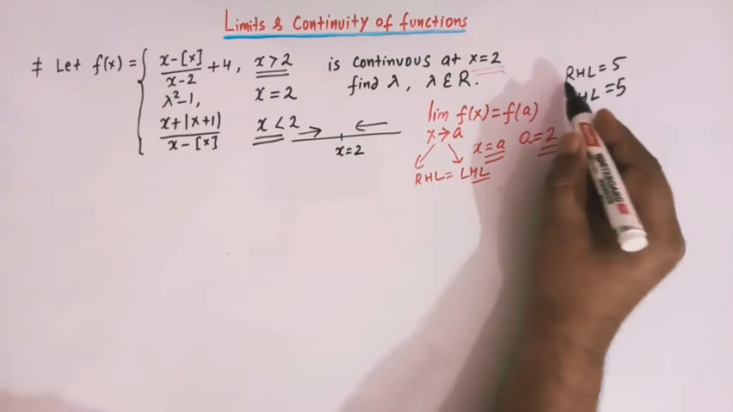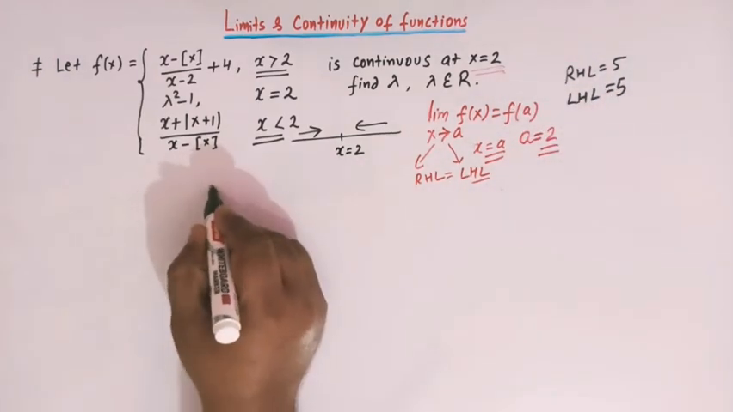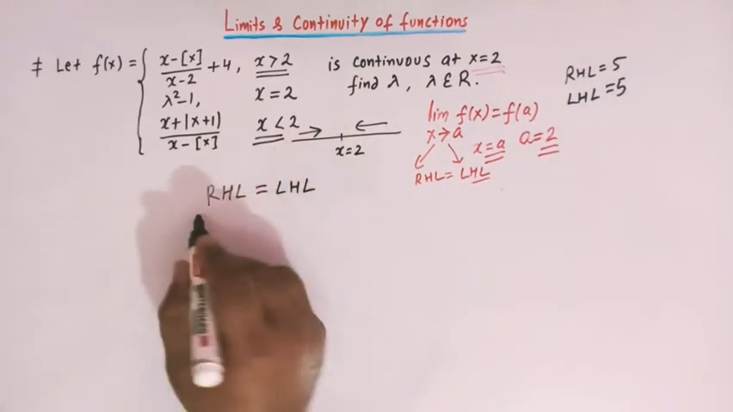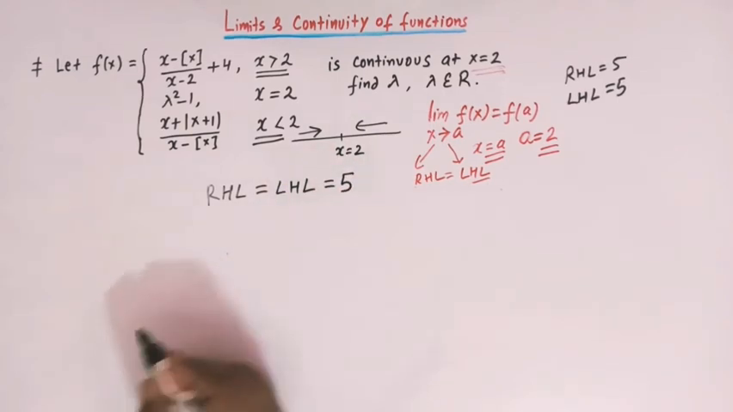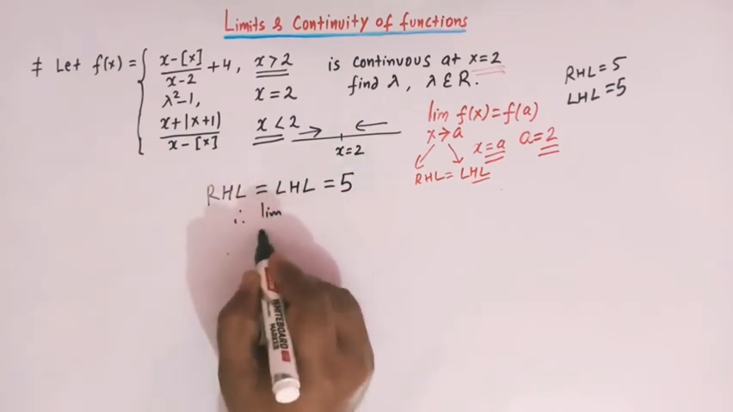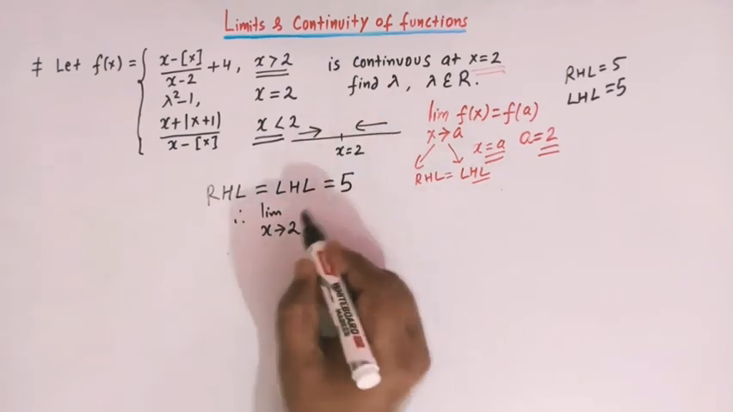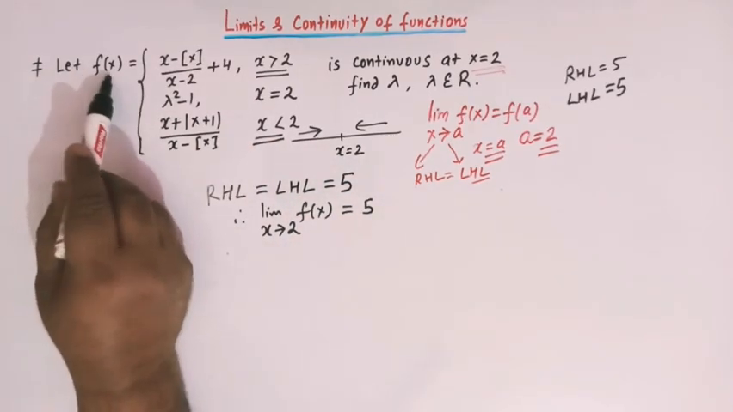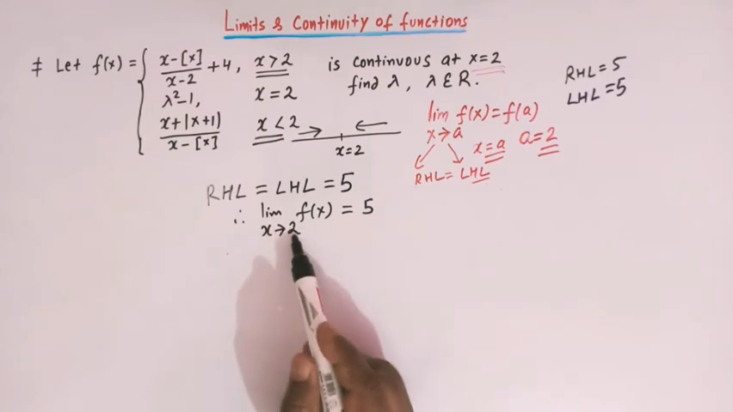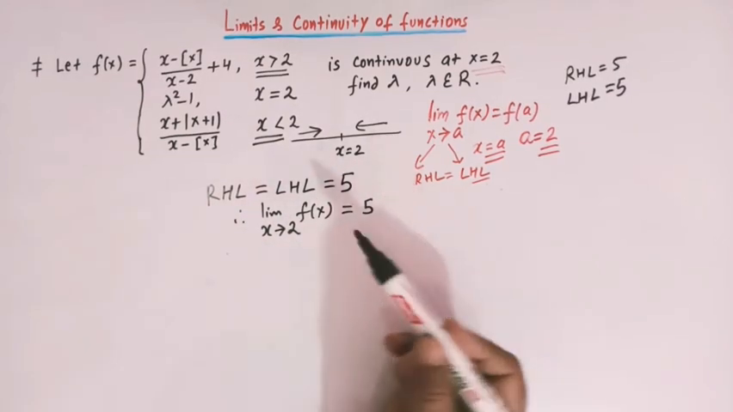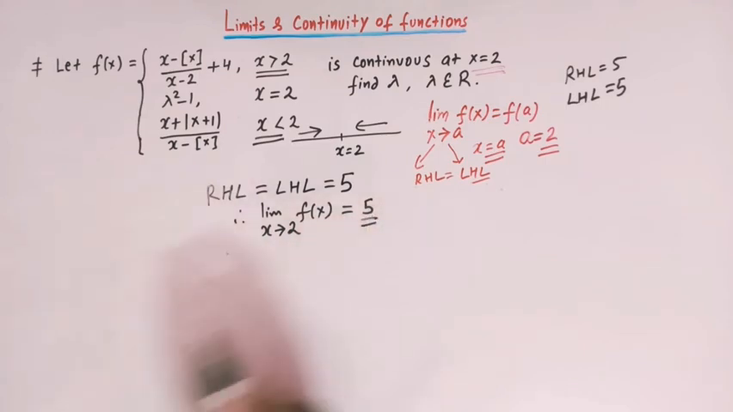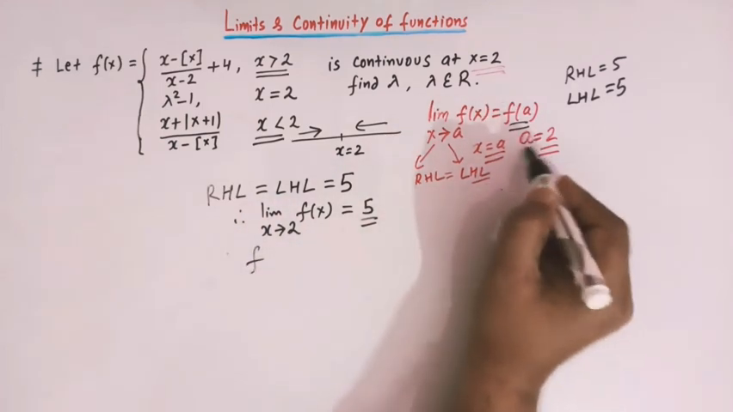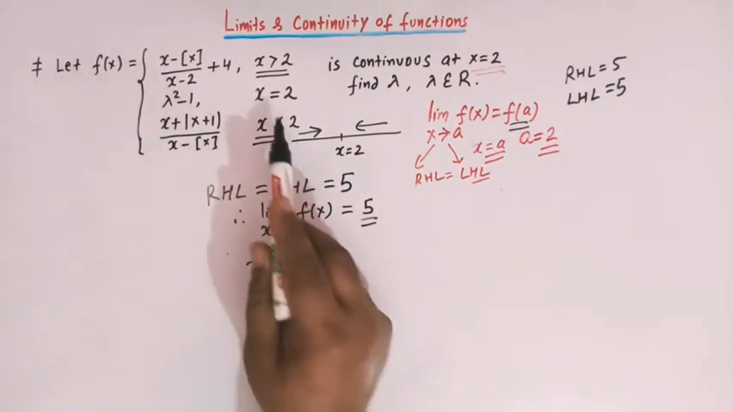So now viewers, we have just seen that the right hand limit is equal to the left hand limit, and both these limits are equal to 5, right? So therefore we can say that limit x tends to 2 of f of x is equal to 5. It means the limit of this function when x approaches 2 either from left or from right is given as 5, and now we can write f of a, and a is 2, that is the value of the function at this point.